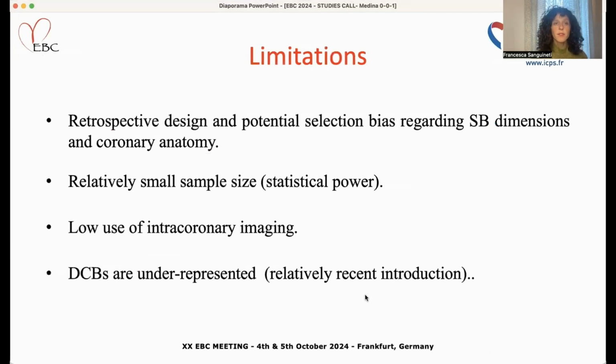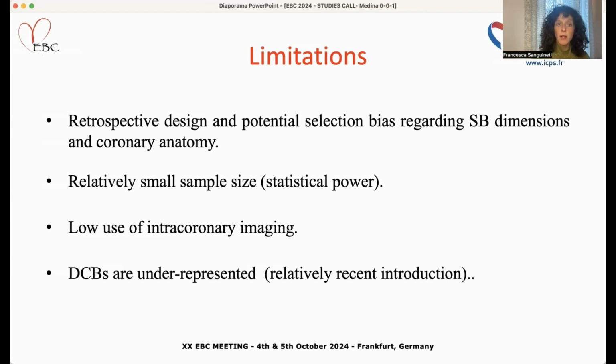Our study, unfortunately, presents a lot of limitations. We are talking about a retrospective design. So, of course, we have some potential selection bias regarding the side branch dimension in particular. We have not a lot of right coronary arteries included.